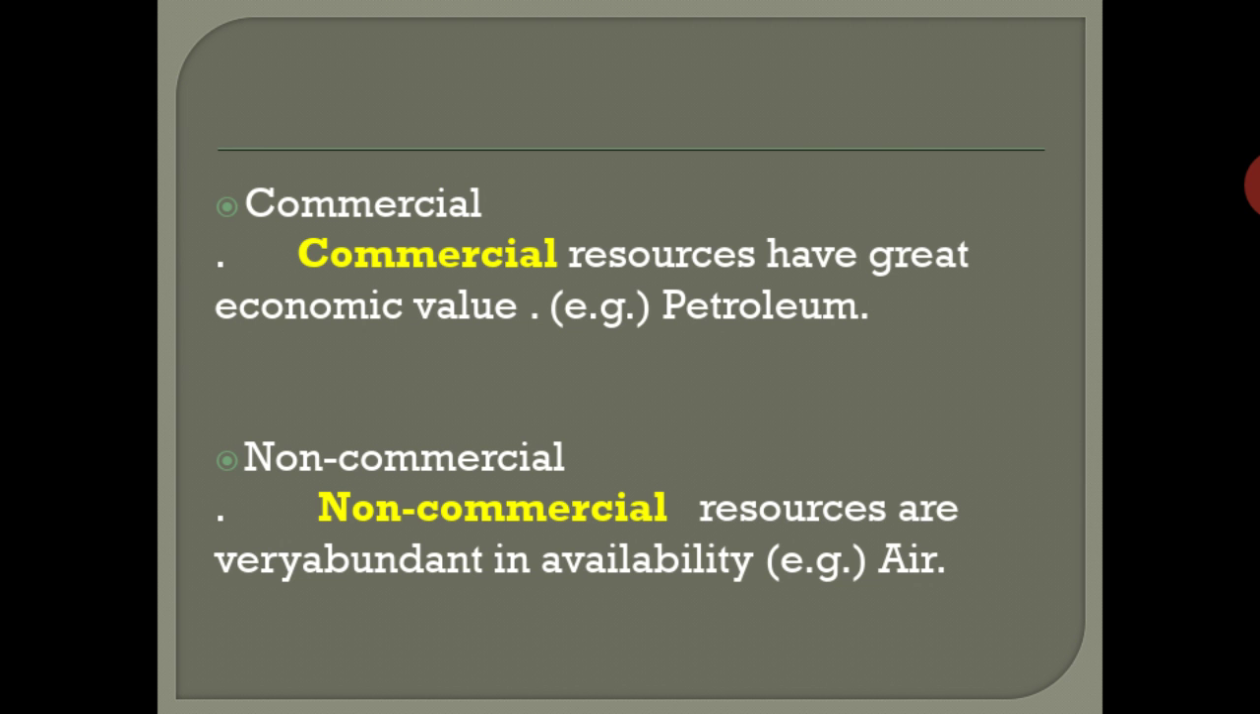Commercial resources have great economic value, like petroleum. Based on the economy, some resources will be there, for example diesel. Petroleum is one of the most needed things nowadays, and based on that, the economic level is maintained. Regularly our petrol price changes. Now it is near 84 rupees, 84 point something. So it is based on commercial or non-commercial.